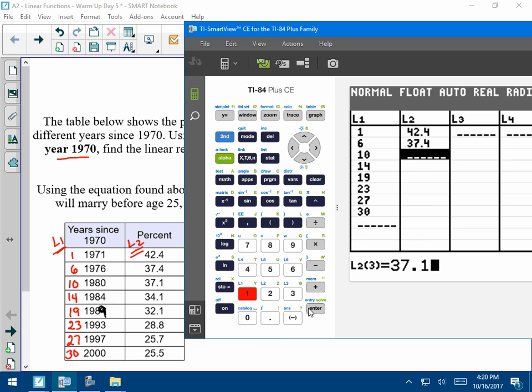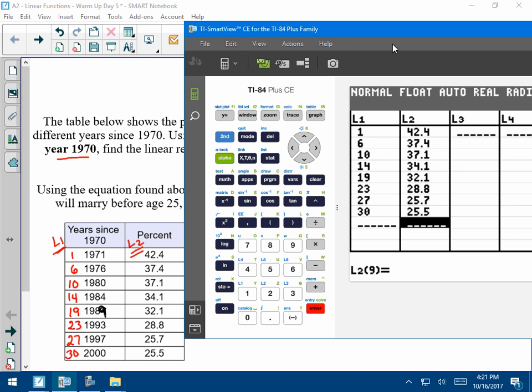37.1, 34.1, 32.1, 28.8, 25.7, and 25.5. So clearly the percentage of people getting married before 25 has a downward trend.